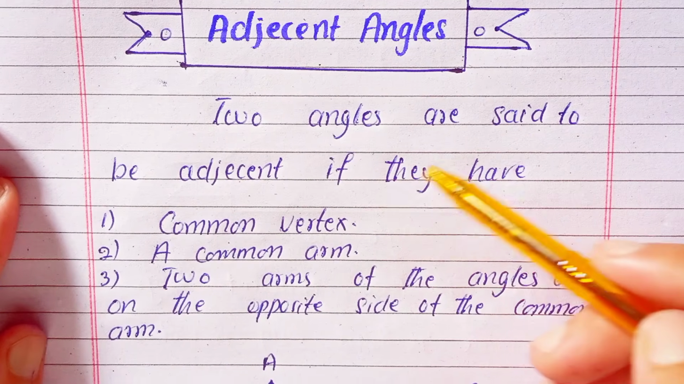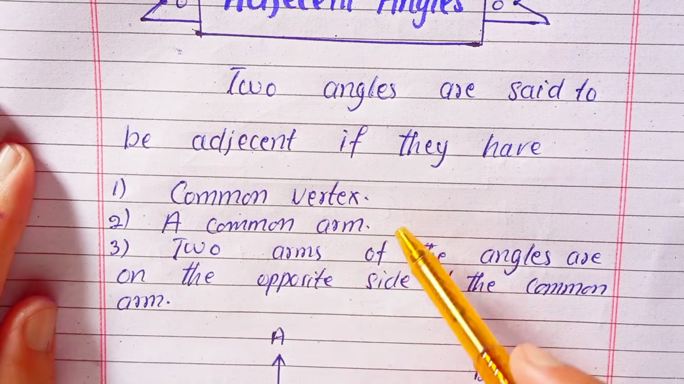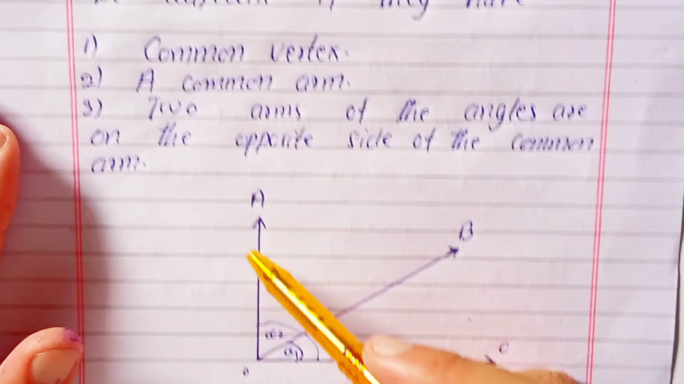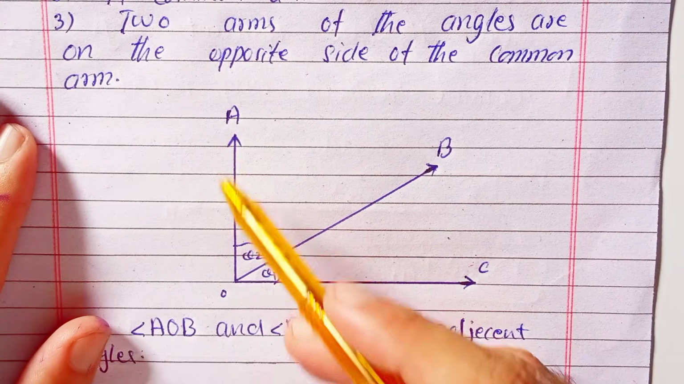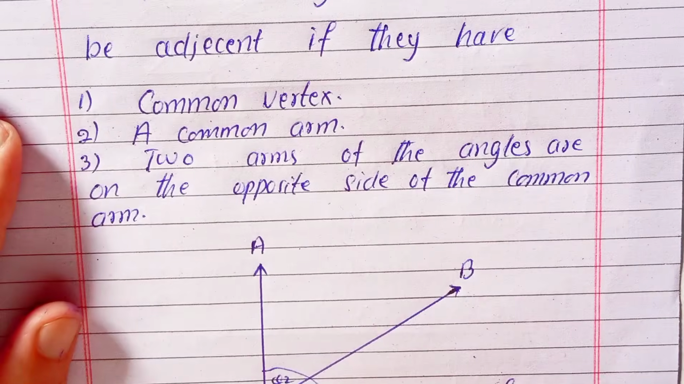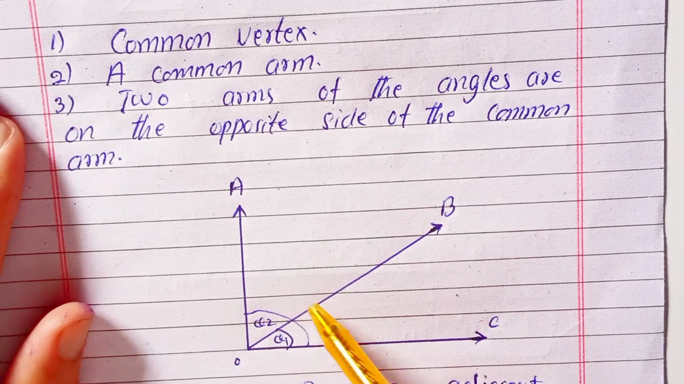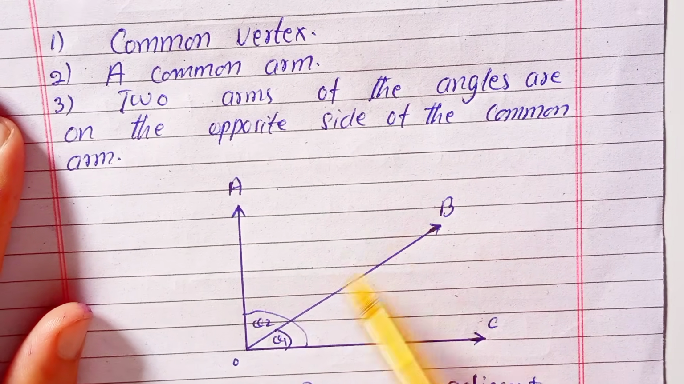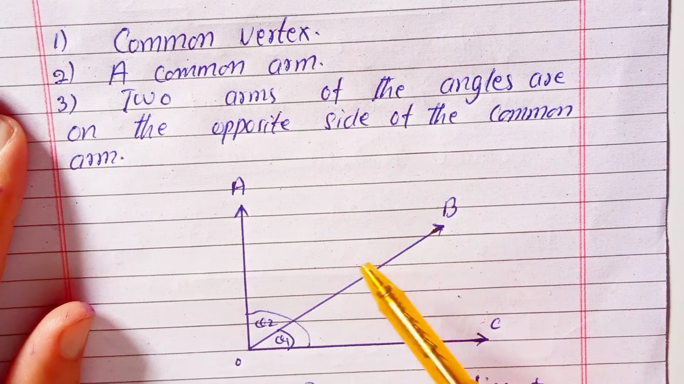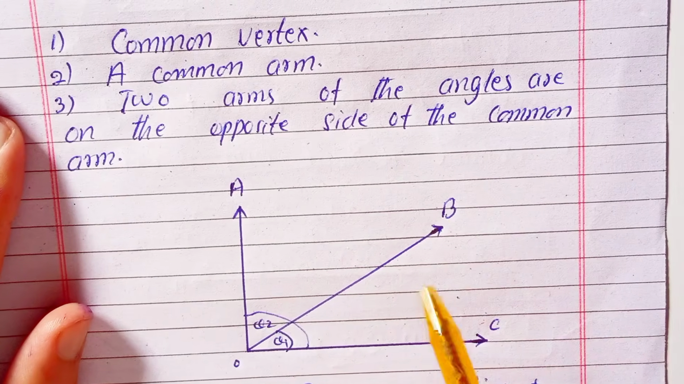Adjacent angle. Two angles are said to be adjacent if they have a common vertex, a common arm, and the two arms of the angle are on the opposite sides of the common arm. For example, AOB and BOC are adjacent angles because they have a common vertex, which is O. The common arm of the angles AOB and BOC is OB, and both of the angles AOB and BOC lie on opposite sides of the common arm, which is OB.